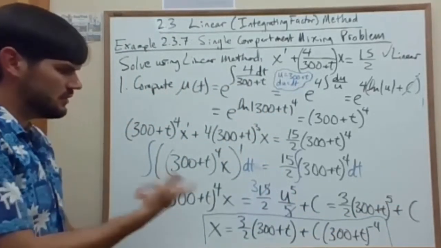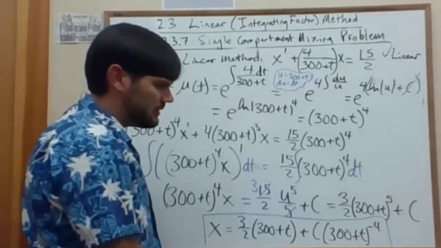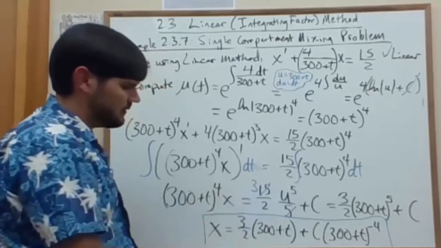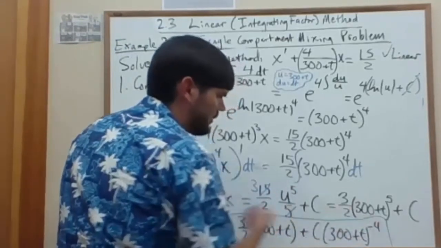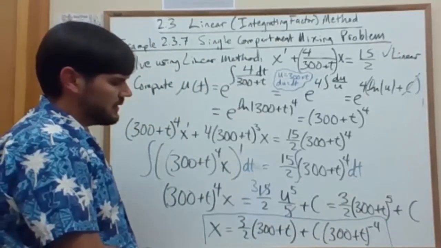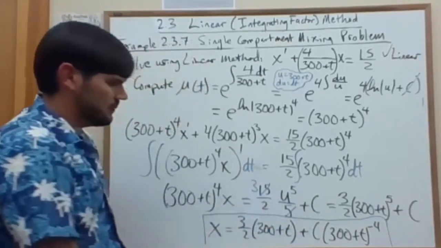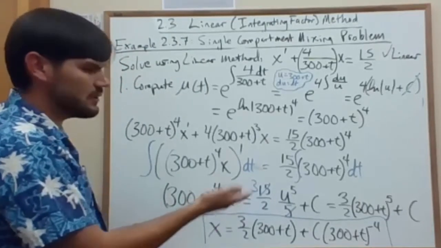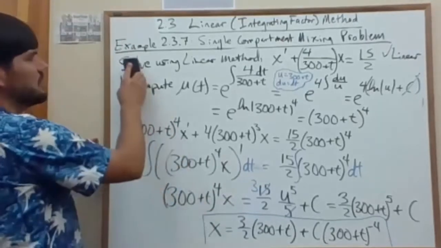Okay? So let's just check real quick to see if it makes sense. We start at time equals 0 with 3/4 of 300, and we're adding some multiple of 300 to the negative 4th. Well, I'm hoping that's going to be a negative quantity to bring some of this down a little bit, because our concentration should be starting around 20. So we'll have to see what the value for c gives us to make this work. So let's clean up a little bit.